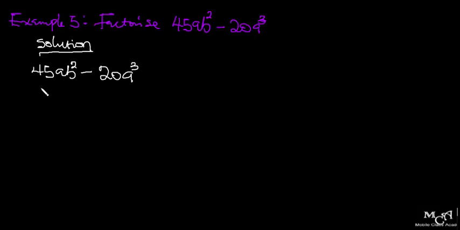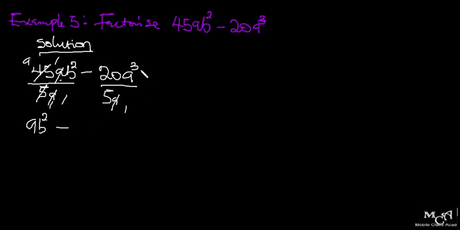45, 20. What is a common factor between them? We can see that 5 will surely go in 45 and 5 will go in 20. A is here, A is here. So 5a is a common factor between these two terms. So let's divide this equation by 5a and let's see what we are going to get. 5 goes in 5 once, 5 goes in 45, 9. A goes in a once. So we are left with 9b squared minus, let's solve this side.